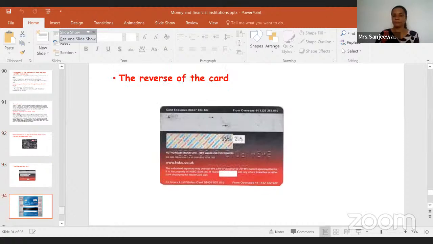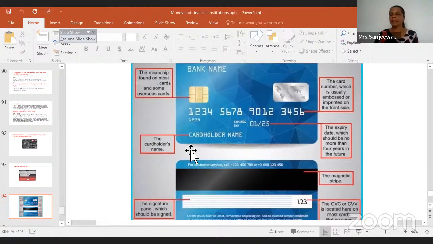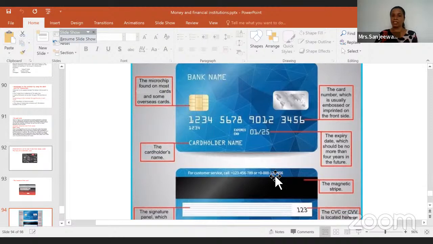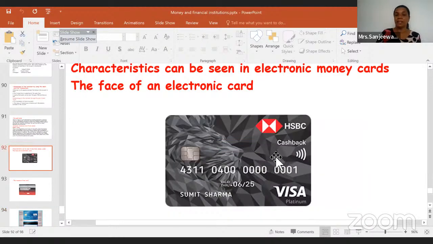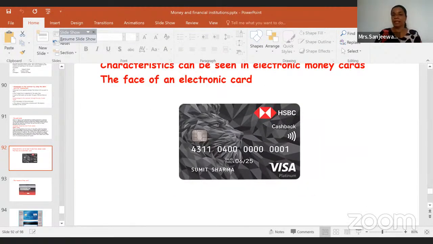And now here, you can see this is the chip, and this is the number. Cardholder's name, magnetic strip is here. This is the signature, the cardholder signature that you put here. The CVC or CVV is located here. And on the front side, I think it is not given here, but you can see the image of a dove, that pigeon, which can also be seen on the front side of a credit card. So that also you need to know, children.